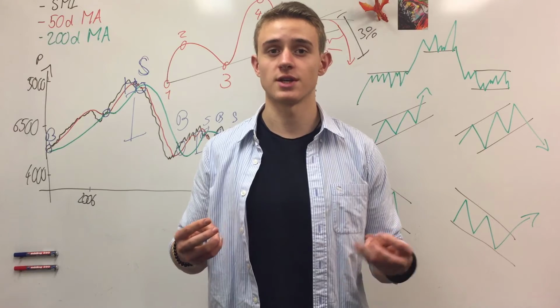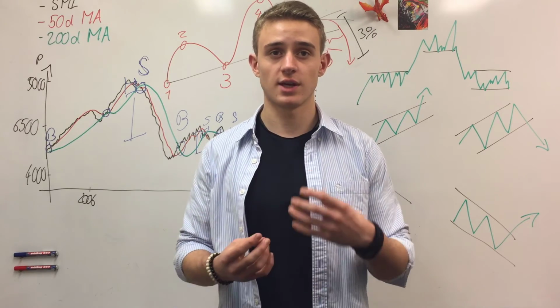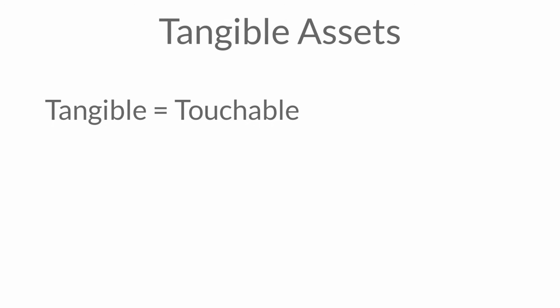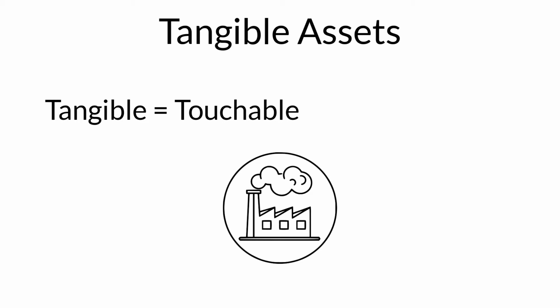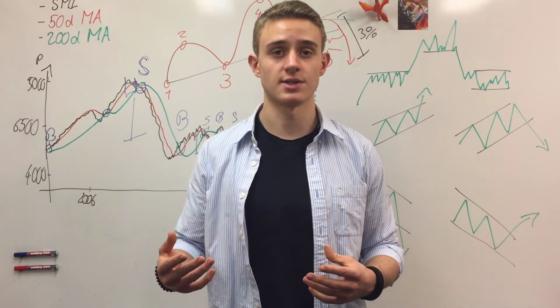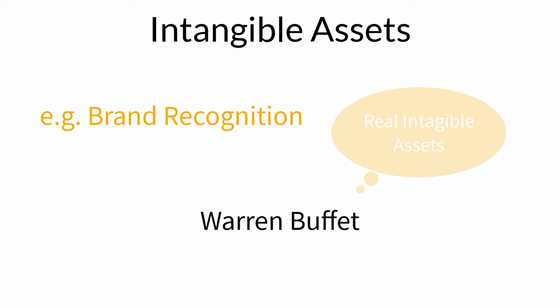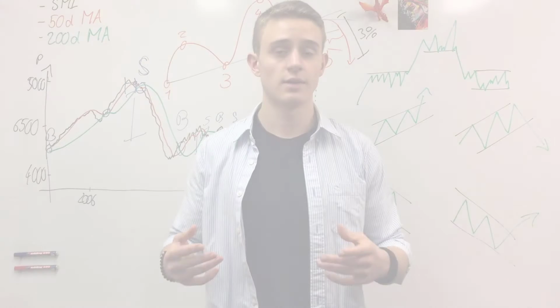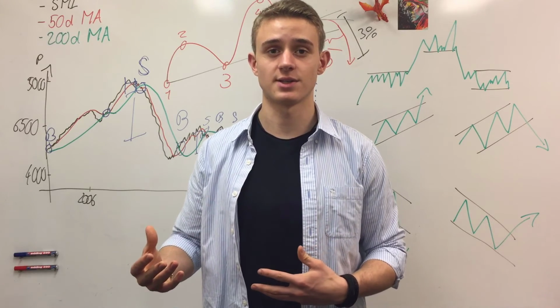Now, Warren Buffett describes his way of finding the intrinsic value of a stock as taking all the tangible assets. Tangible means touchable. So a tangible asset is something you can physically touch, such as a factory or a building. And add what you think the intangible assets are. Intangible assets are assets that can't be touched, which would be, for example, the brand recognition of a company. Warren Buffett tries to find the real intangible assets, so he doesn't simply use the intangible assets that the company reports they have, but he finds them by himself. Now, the tricky part is finding out what the intangible assets are.